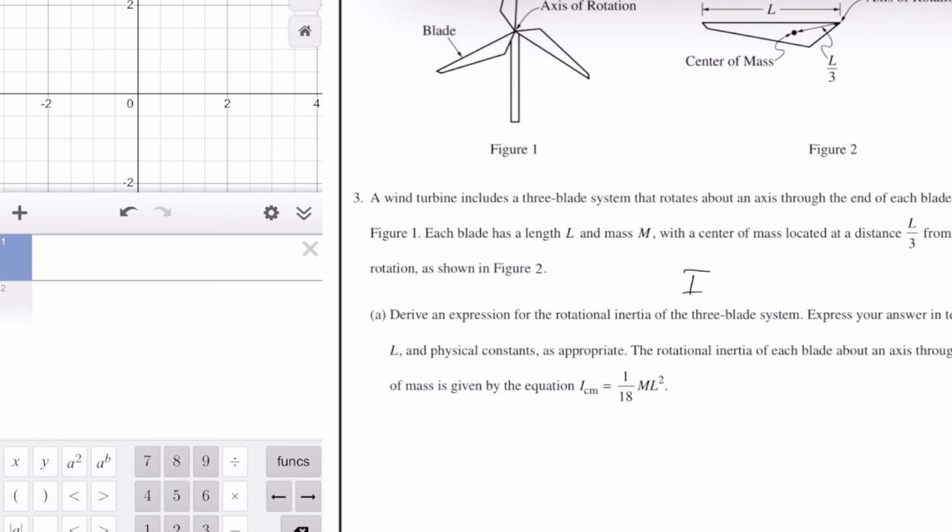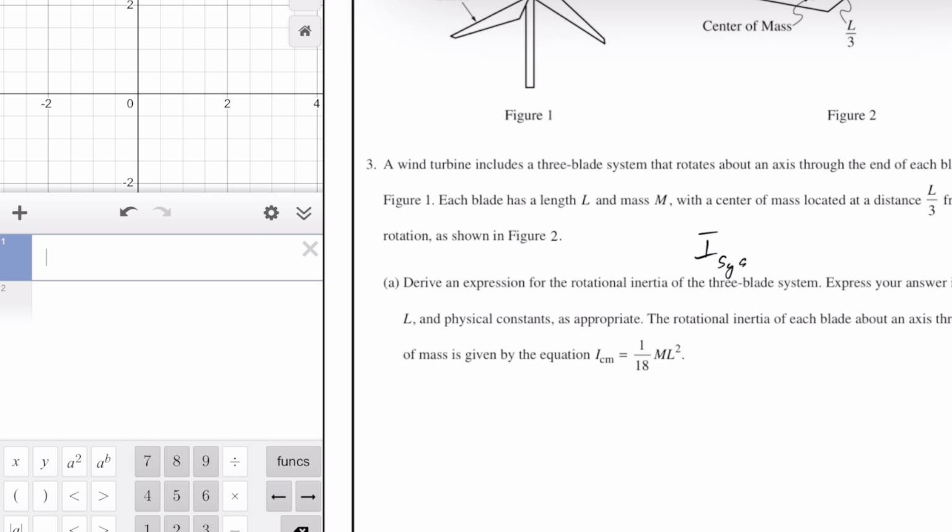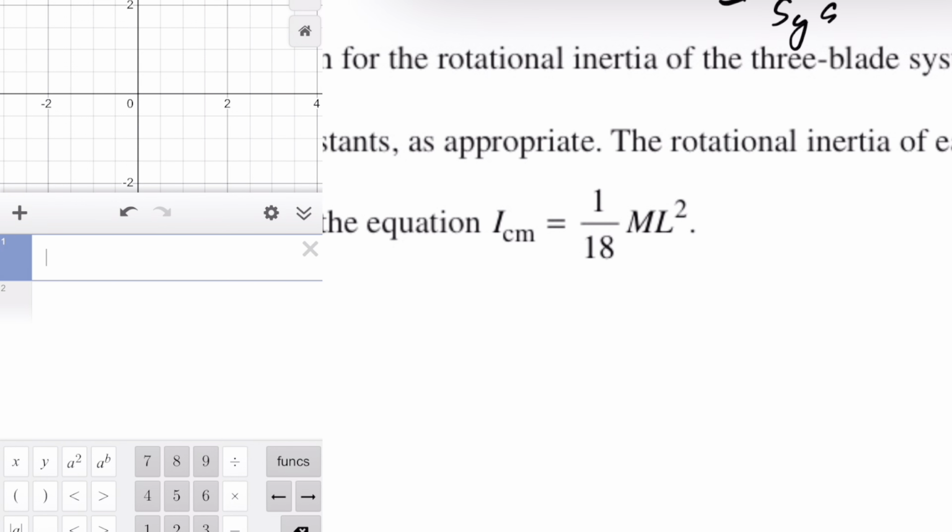So we'll call that I total, actually I sys. Express your answer in terms of M, L, and physical constants as appropriate. The rotational inertia of each blade about an axis through its center is given by this equation, 1/18 ml squared.